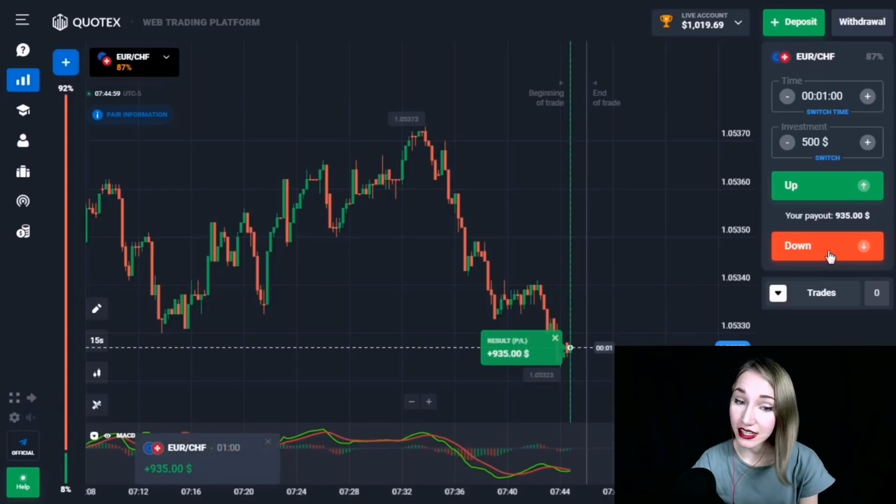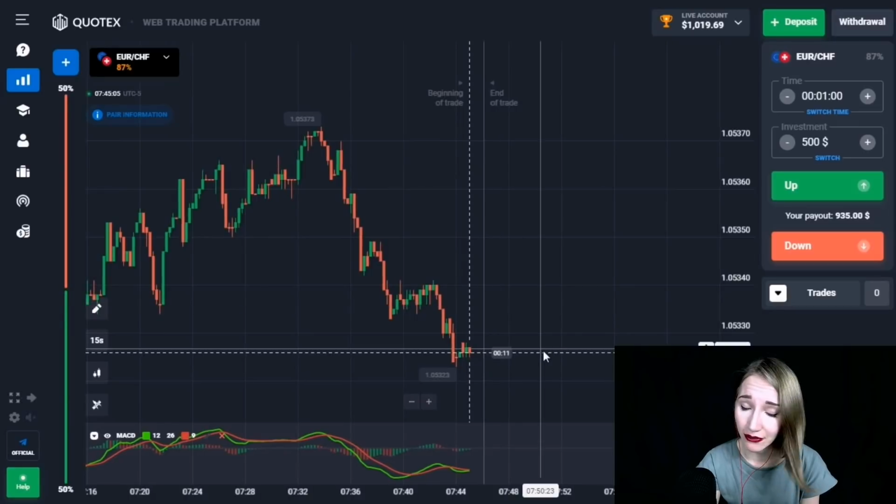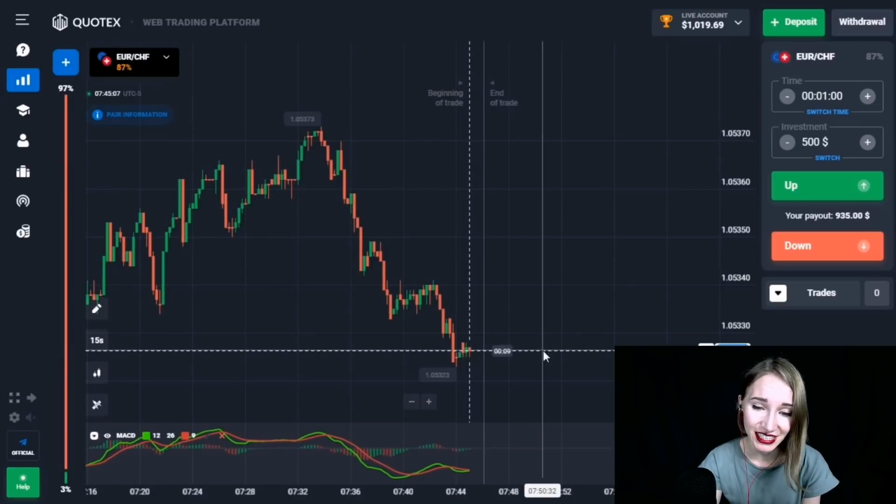Well guys, it's excellent. This level has been broken through and here we are getting our profit. 1 minute was quite enough here, so we can keep on trading now.